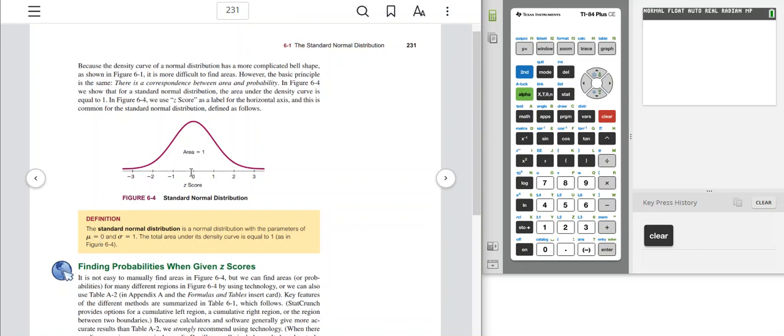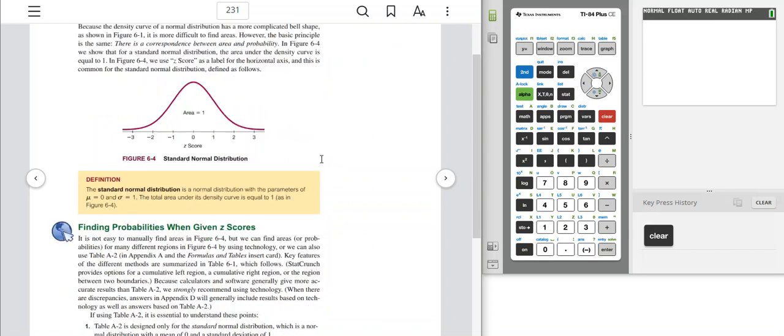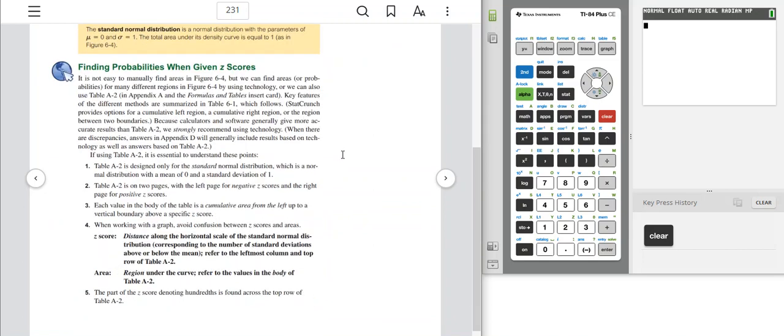Standard deviation is 1. So from here to here is 1 standard deviation. From here to here is another 1. Here to here, so we go 1, 2, 3. Negative 1, negative 2. Those negatives are just saying that you're to the left of the mean, to the left of the middle here. This is to the right of the middle. And we can find probabilities by the area.